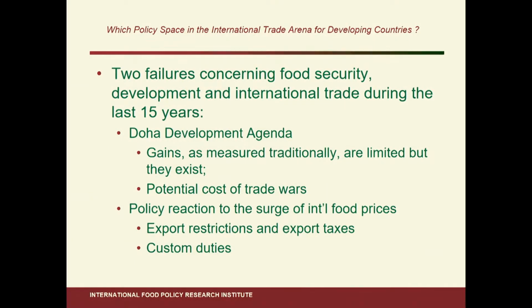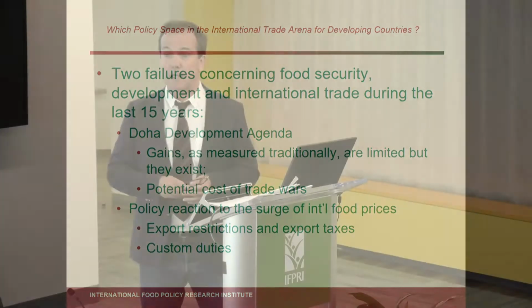The second failure in terms of international cooperation is the policy reactions to the surge of international food prices. You know that in 2007-2008, the global agricultural markets were marked by a big increase in world prices. And in fact, I don't think the source of this big increase was trade policies, but it was amplified by trade policies. In particular, governments reacted by imposing export restrictions and export duties, and also, in importing countries, by decreasing import duties.